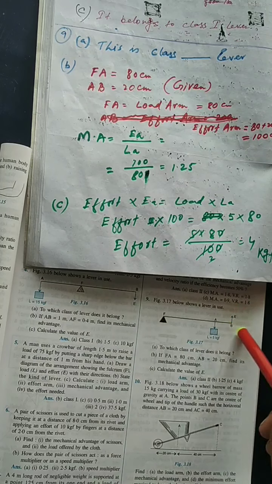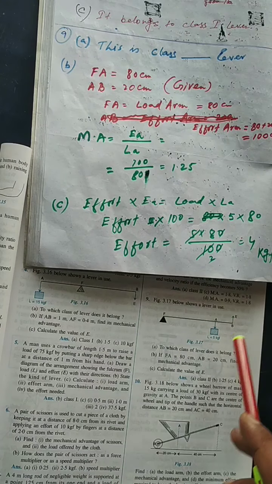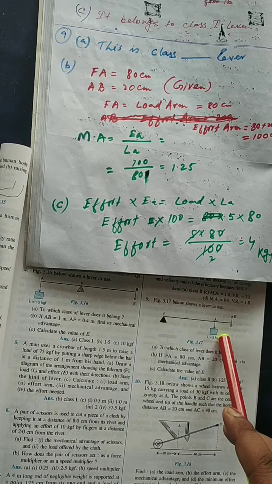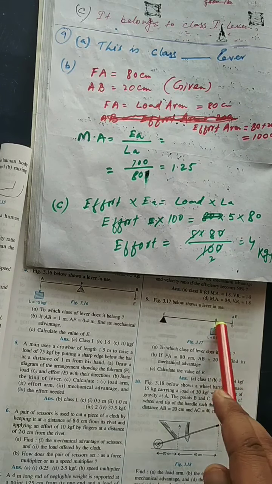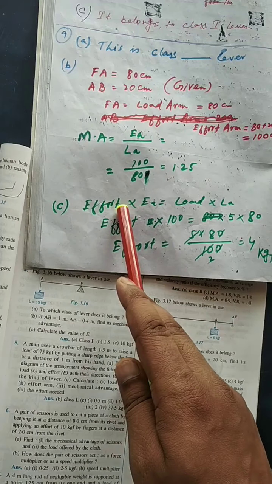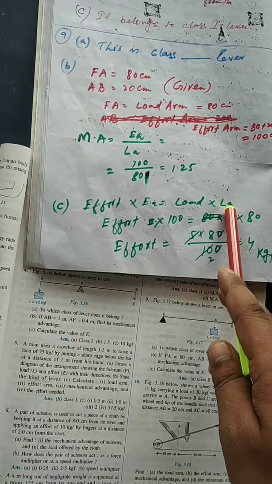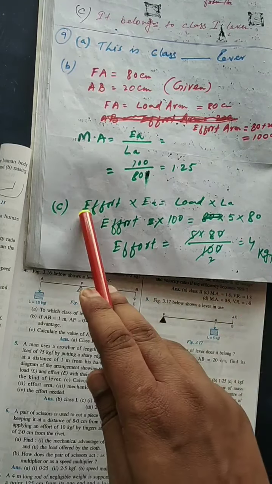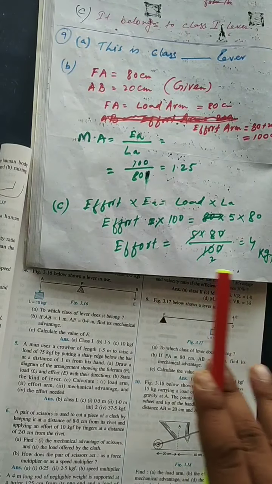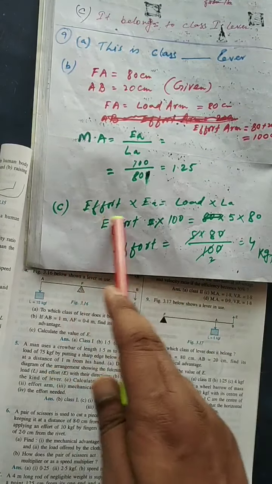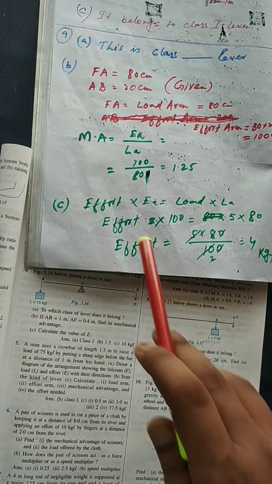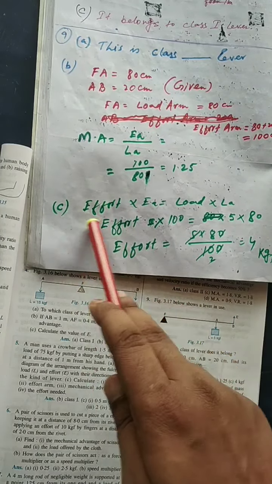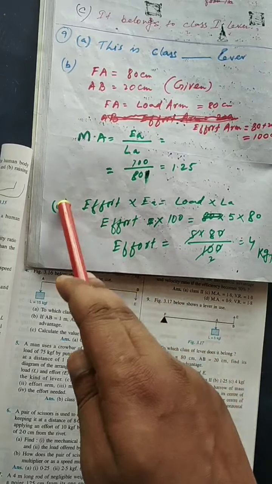This E. Okay. Now load is given 5 kgf. Effort arm we know, load arm we know. Now we have the formula: effort into effort arm equals load into load arm. We will write load into load arm, effort into effort arm. Both are same. We will write this one this side or this one this side. No issue. Okay.